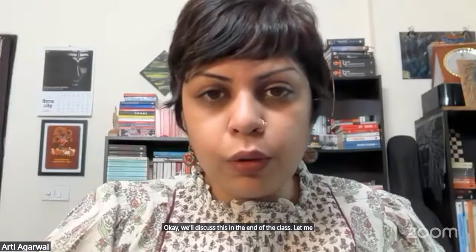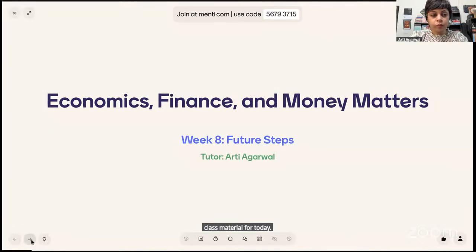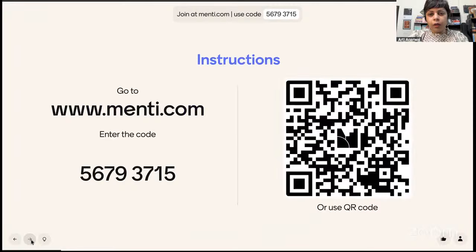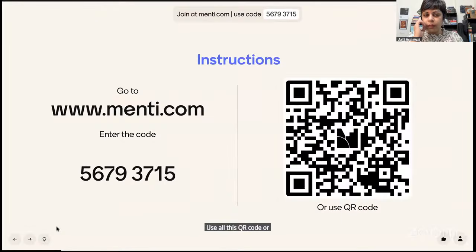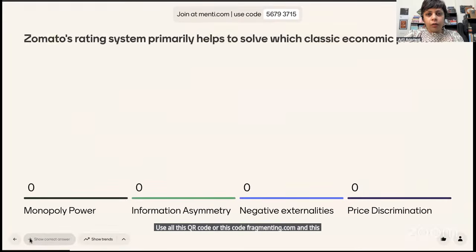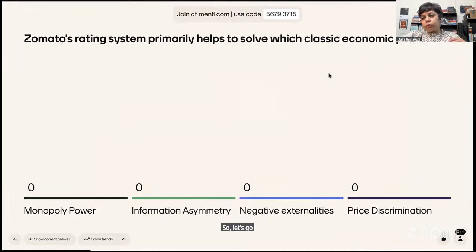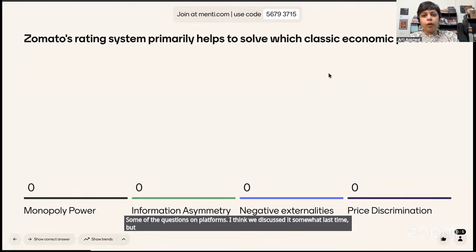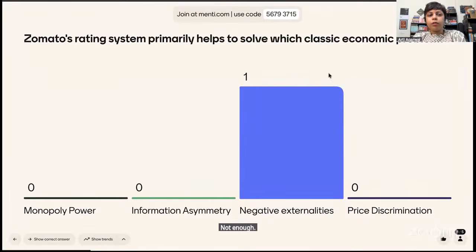Let me go to the class material for today. So as usual, you can join the Mentimeter PPT using this QR code or this code, at mentimeter.com and this code. So let's go to some of the questions on platforms. I think we discussed it somewhat last time, but not enough. So what really is the use of the rating system we have on Zomato?